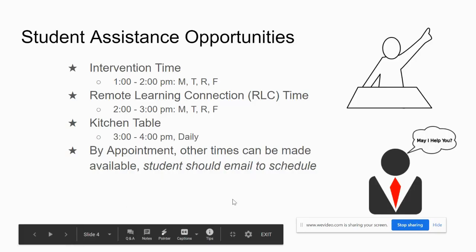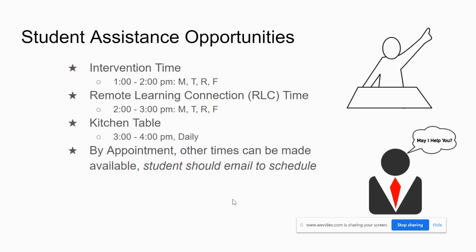If students are struggling and need assistance, after the 1 to 4, 5 to 7 class periods, there are so many opportunities that they can meet with any teacher, as long as we know that they're coming on intervention time, remote learning time. We do have kitchen tables set up from 3 to 4, which is obviously after school hours. If a student wants to meet with me, they can communicate with me through email, they can give me a call, and they can definitely set something up as a one-on-one.